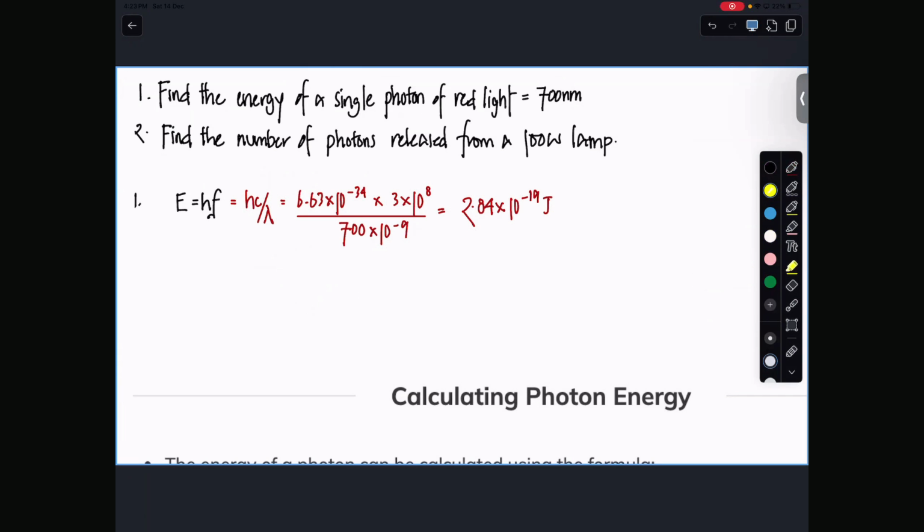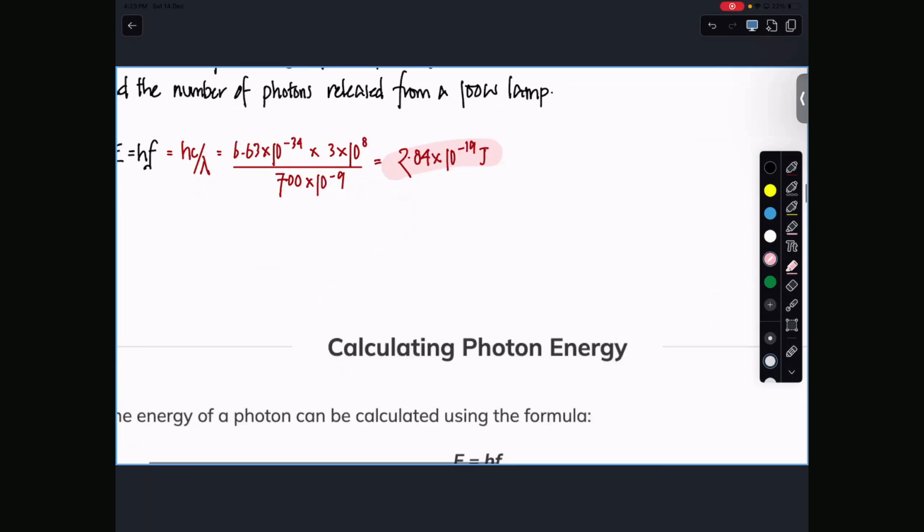Now I think you can already notice the value is very small. So to deal with such small values, we have a conversion method, which I mentioned at AS, but at A2 it's mandatory. You need to convert this to something called the electron volt. Okay, so the electron volt conversion is one of the easiest conversions out there.